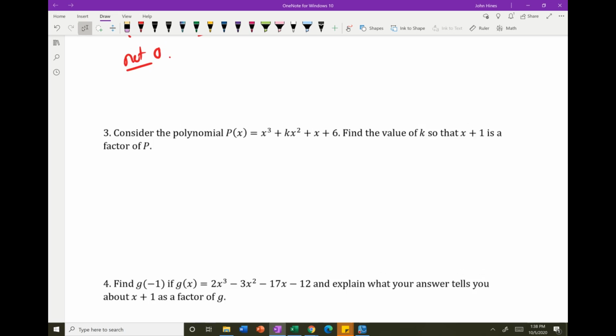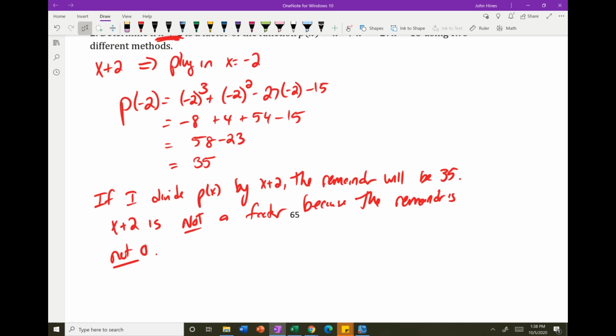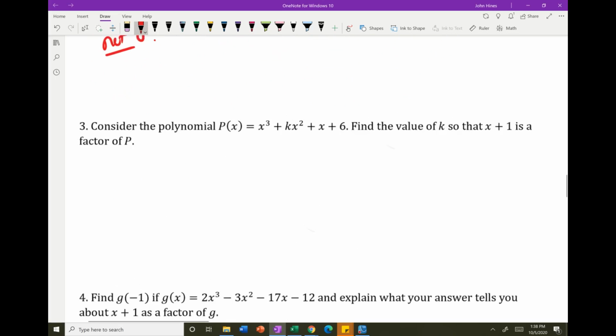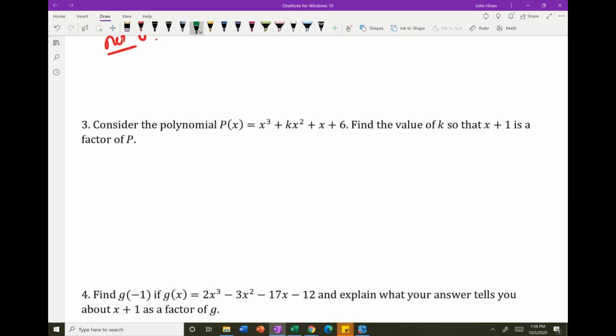Consider this polynomial here. So again, big idea. How do I check for something being a factor? I want the remainder to be 0. And I don't need to divide. I can just plug in the opposite number to make sure that happens. Consider the polynomial, find the value of k so that x plus 1 is a factor.